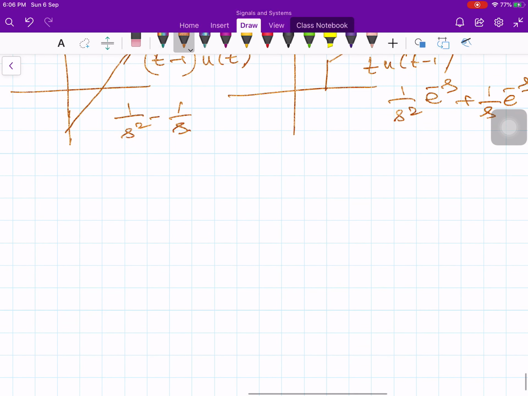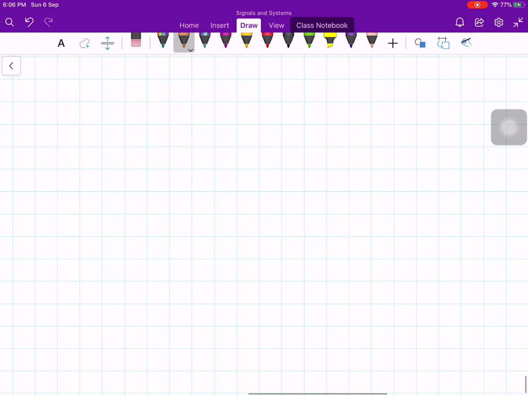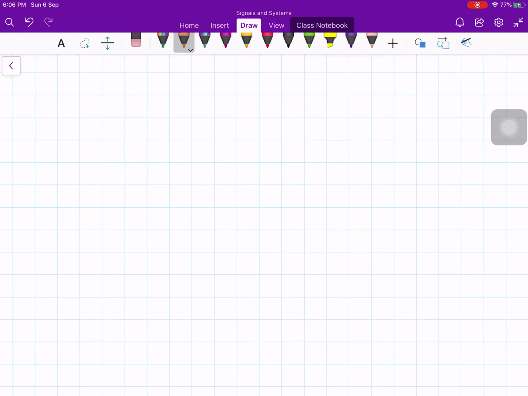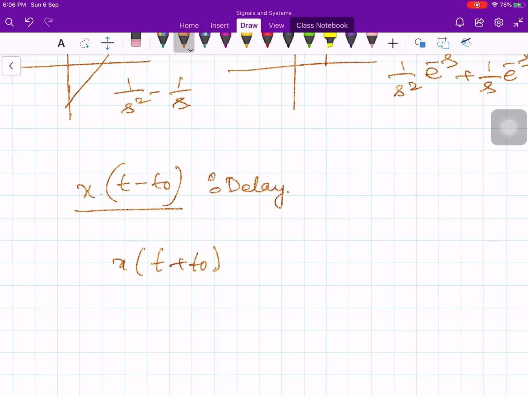Okay, so that's it about your time shifting property. And the next property is delay, and the next one is the reverse direction, that means time advance. Till now we talked about x of t minus t naught. Then let us talk about the advance operation. This is delay. Now if you write x of t plus t naught, that means your function is moved to the left hand side, and this operation is called advance.